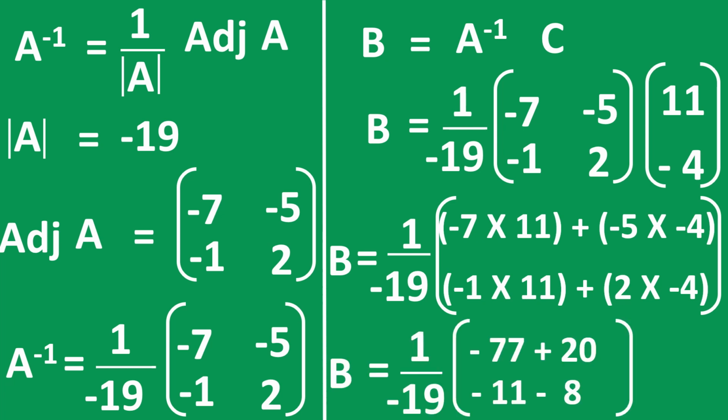So at the top, we have minus 7 times 11, which is minus 77, plus minus 5 times minus 4, which gives us plus 20. So it's going to give us plus 20 by the time we open the bracket. And if you look at the base, we have minus 1 times 11 is minus 11, plus 2 times minus 4, which is minus 8. So when you open the bracket, the minus and the plus becomes minus. So you have minus 11 minus 8.